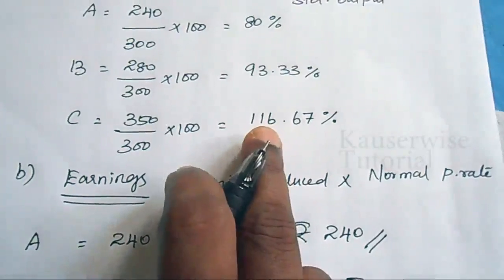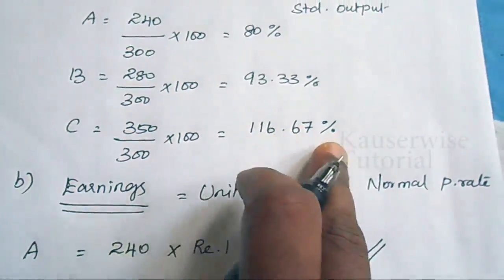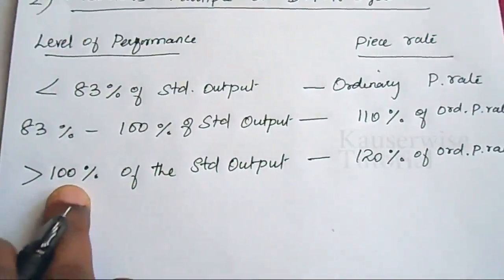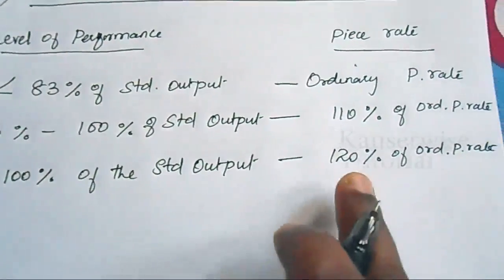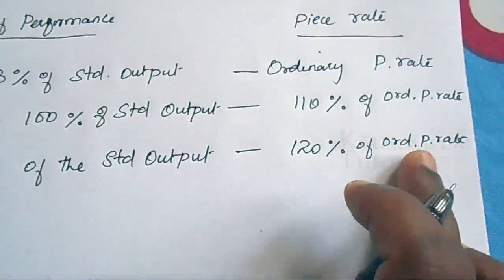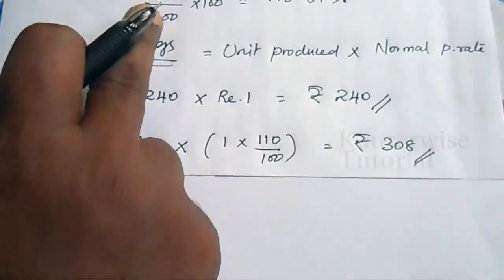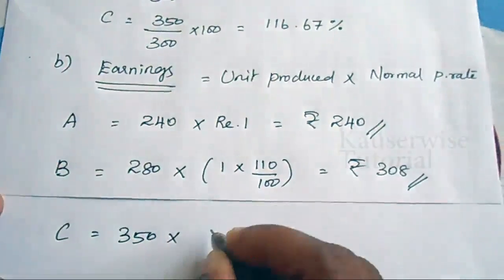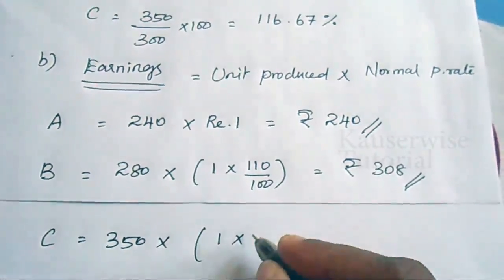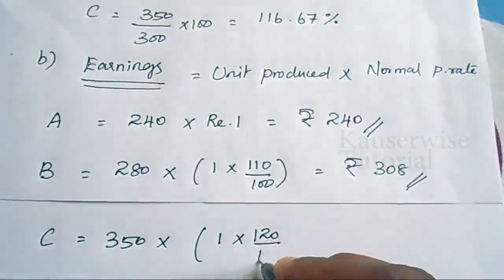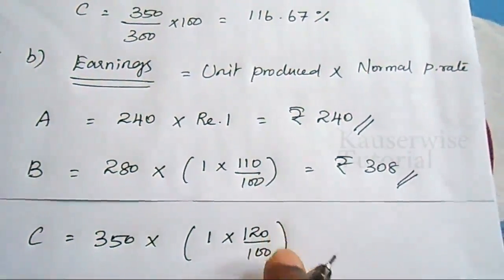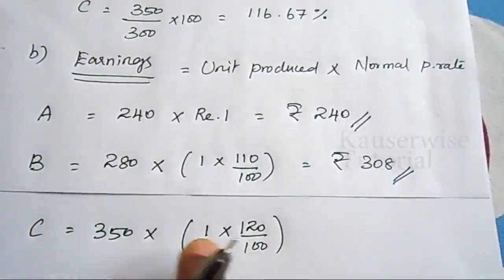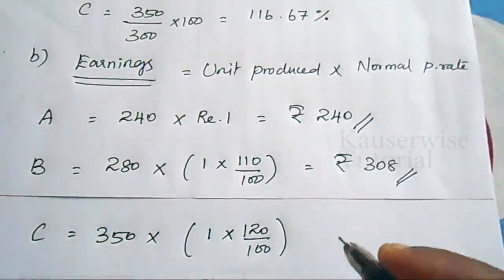Now C. For C, what is his percentage? Level of performance is 116.67. If the employee's level of performance is above 100%, he will be entitled to get 120% of ordinary piece rate. His actual performance is 350. So 350 into 1 rupee into 120%. So 120% of 1 rupee is 1.2. 1.2 into 350. What is the answer?